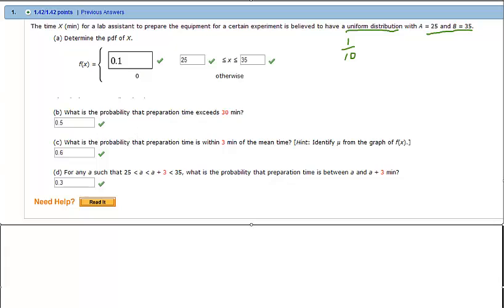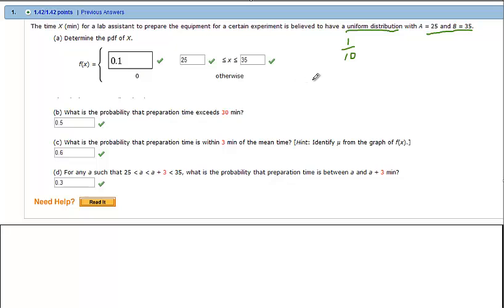The first one was, what's the probability that the preparation time exceeds 30 minutes? That's exactly in the middle, between 25 and 35. With everything being equally likely, I said that's 0.5. What's the probability that the preparation time is within 3 minutes of the mean time?